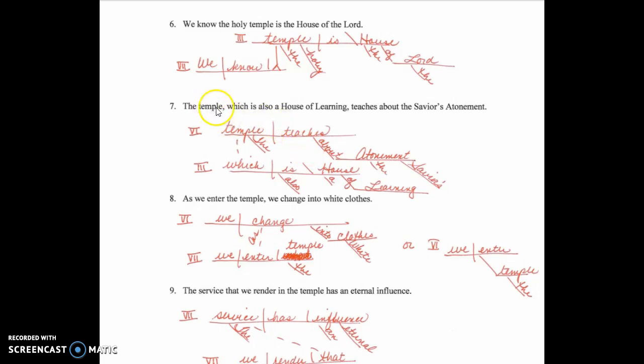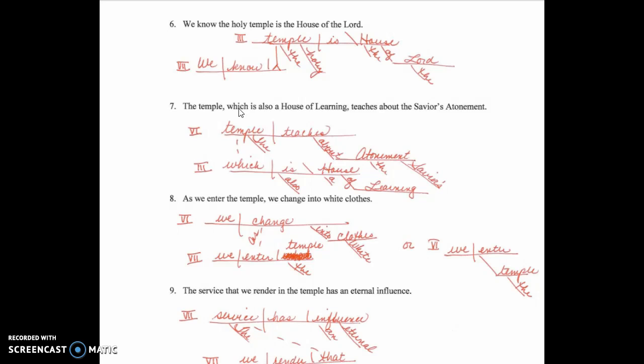Number 7, again, we're going to focus on the main clause first and then go back. So we have temple. The 2 commas should immediately indicate that this can be removed and is kind of an insertion, dividing up the main clause. Temple teaches. Teaches what? There's no direct object here. Instead, we've got a preposition. So about the Savior's atonement is diagrammed below. So we have temple teaches, subject, action verb with no direct object makes that a pattern 6.